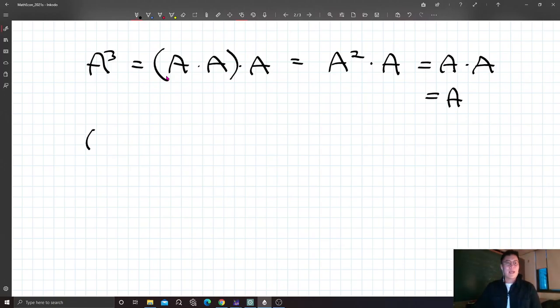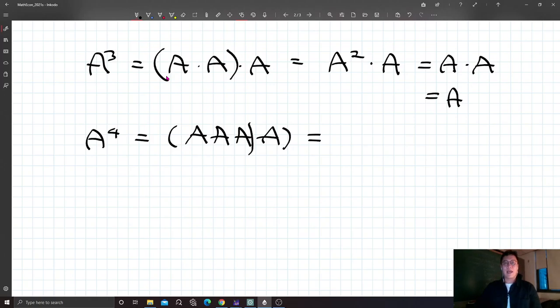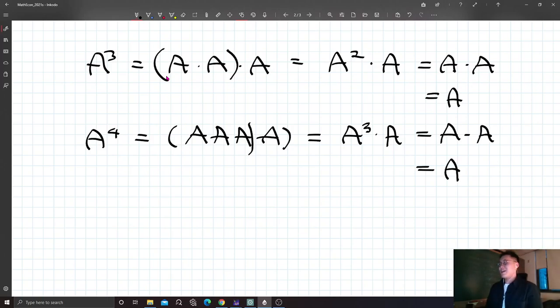Okay, A to the power 4 is the multiplication of A 4 times. All right. Let me first take the triple A, and that is A cubed. But we just showed that A cubed is equal to A, so we end up with a double A, that is A. Okay. How do we complete this proof? We can adopt mathematical induction.